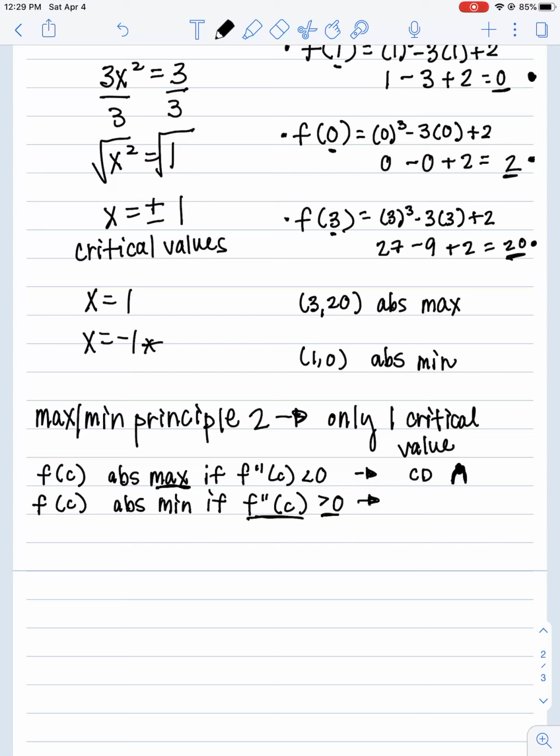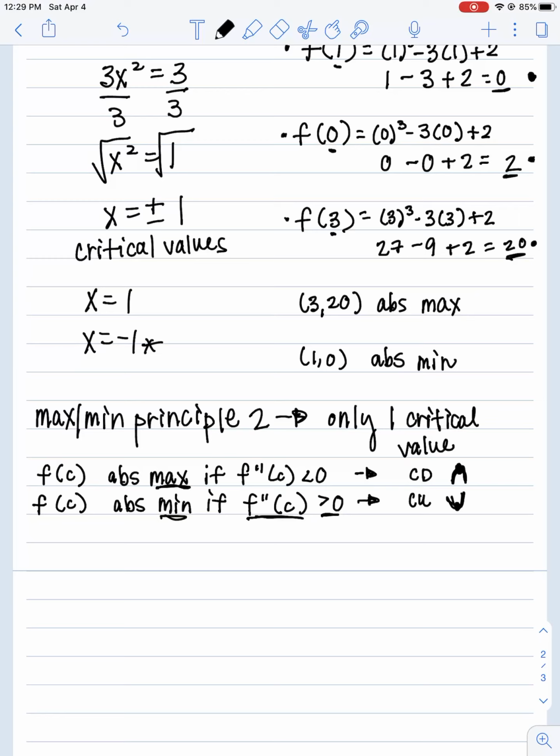Vice versa on this second one right here. If your second derivative is greater than 0, that means it is positive. And if the second derivative is positive, that means you are concave up. And concave up looks something like this. So if it looks something like that, you can clearly see it is a minimum. Okay? So that is how we use max-min principle number 2.